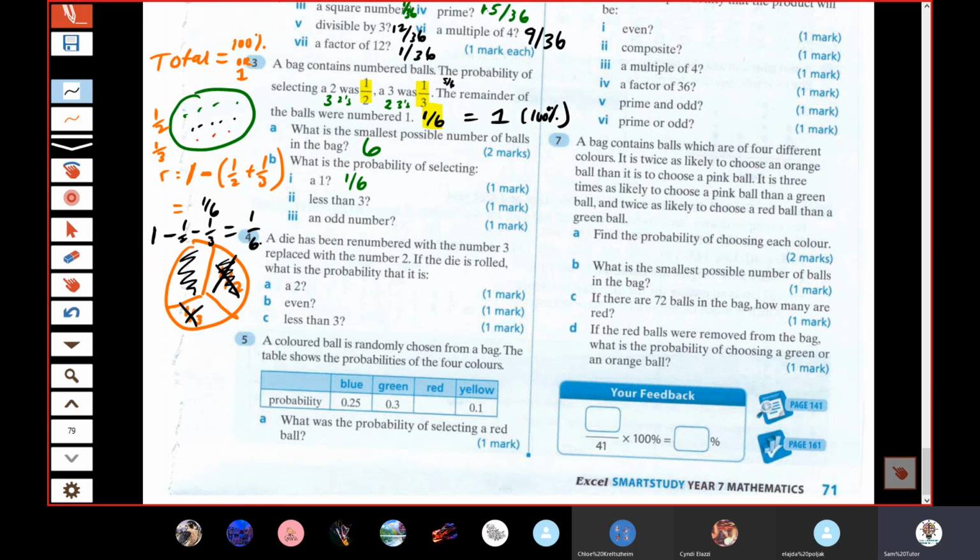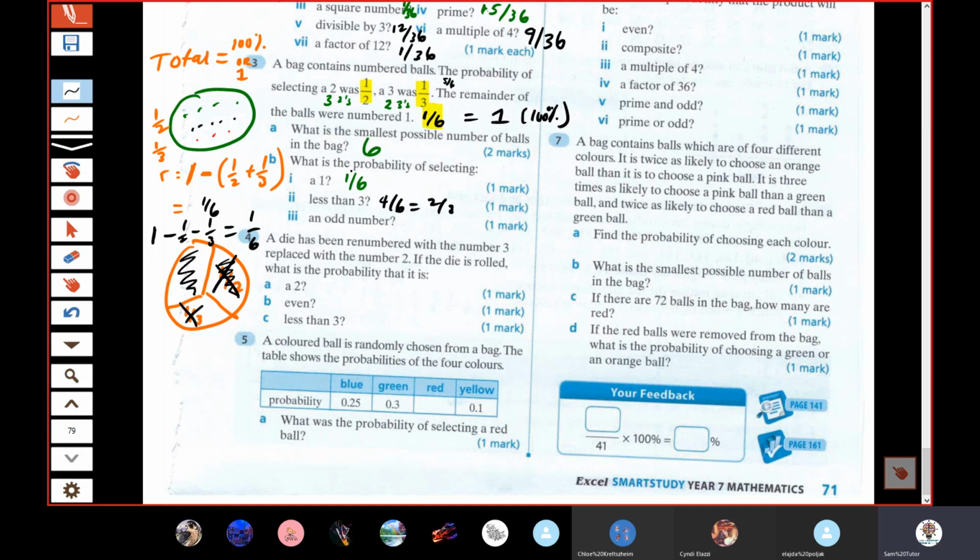And then once you know the denominator is 6, it's asking what's the smallest possible number of balls in the bag? The smallest would be 6. So there are 6 balls altogether. What is the probability of selecting a 1? Well, we just worked that out. That's 1 out of 6. A number less than 3, does that mean you include 3? No. So less than 3 would be a 2 and a 1. How many 2s are there? We said there are 3 2s. So 3 plus 1 is 4. So 4 out of 6 is 2/3.